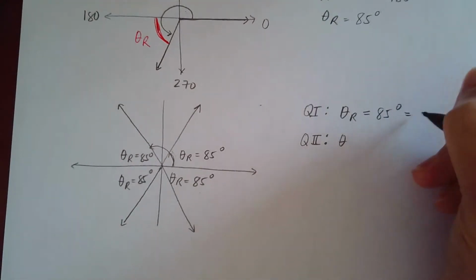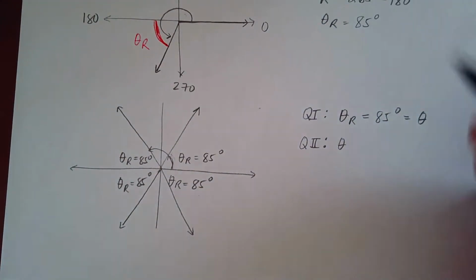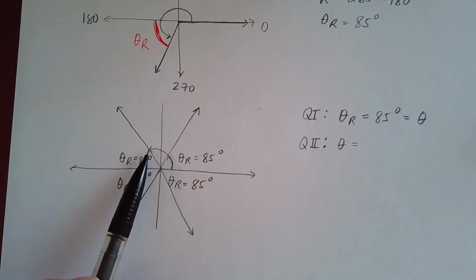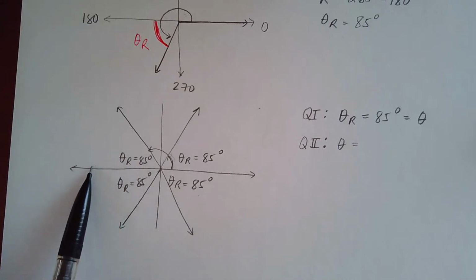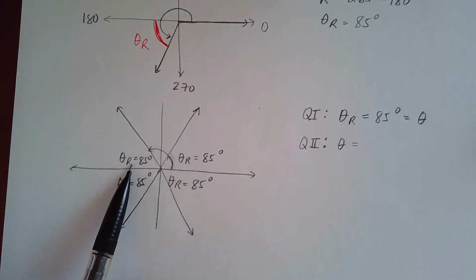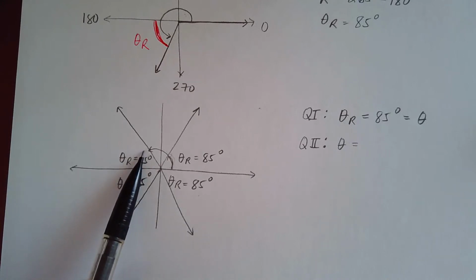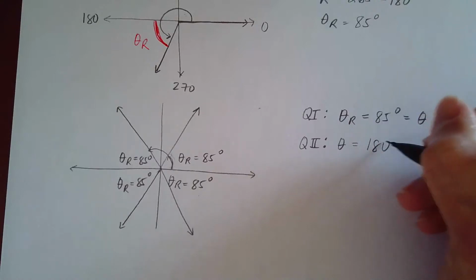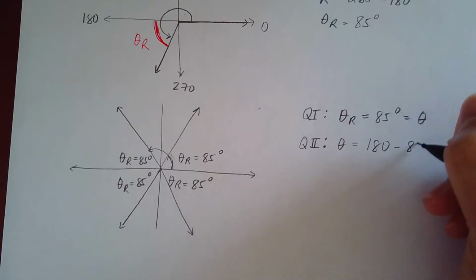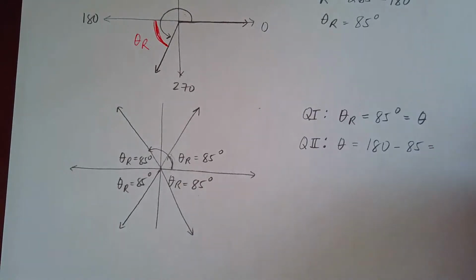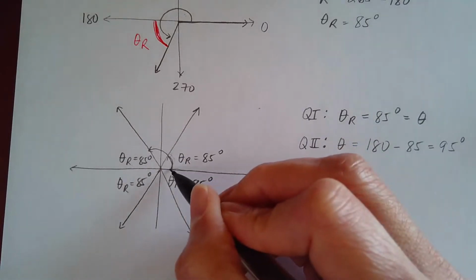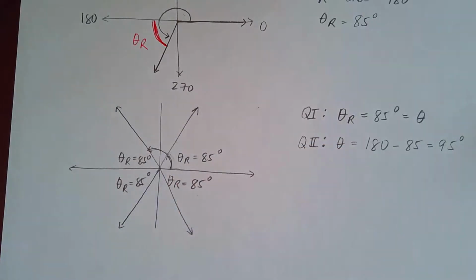Because we're looking for theta, theta is going to be, if I go from here to here, that's 180, and if I take away the theta r, which is 85, so 180 minus 85, that's going to give us 95 degrees. So this is from here, initial arm, to here, that's 95 degrees.